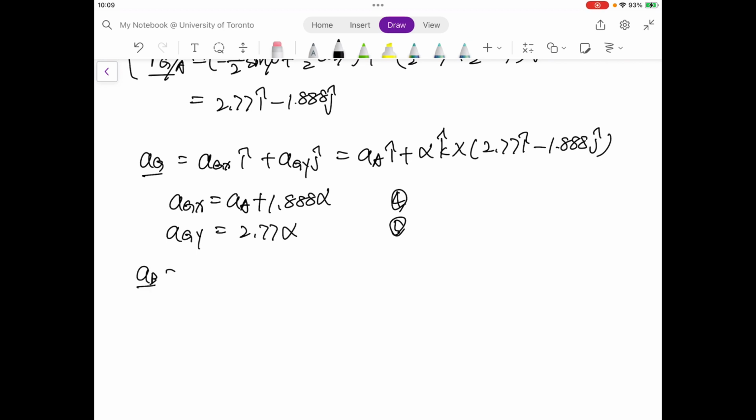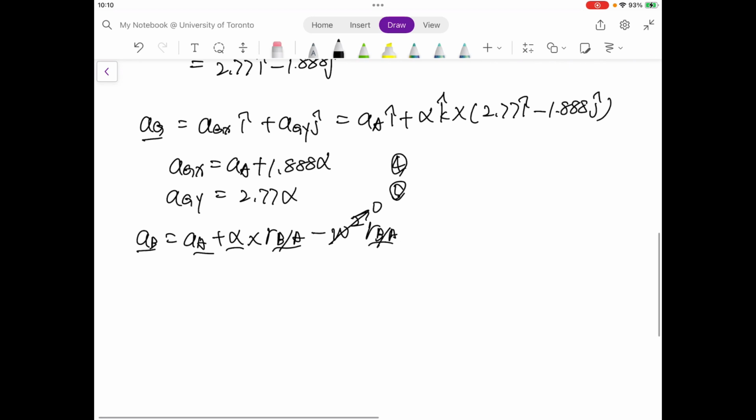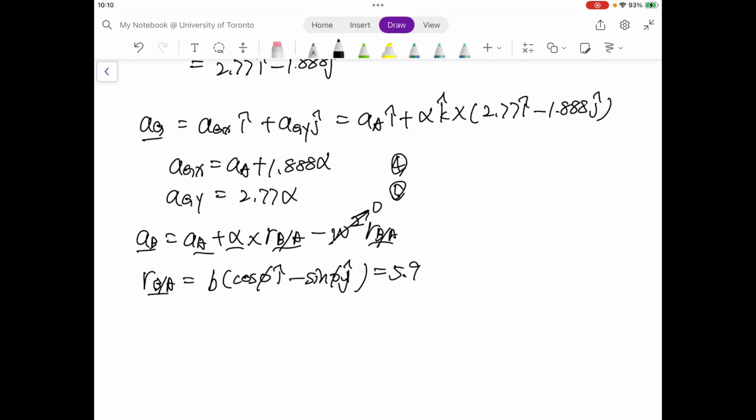Then a_B is equal to a_A plus alpha times r_B with respect to A minus omega square r_B with respect to A. This is equal to 0 again. r_BA is equal to b cosine c I minus sine c J. This is equal to 5.95 I minus 0.804 J.